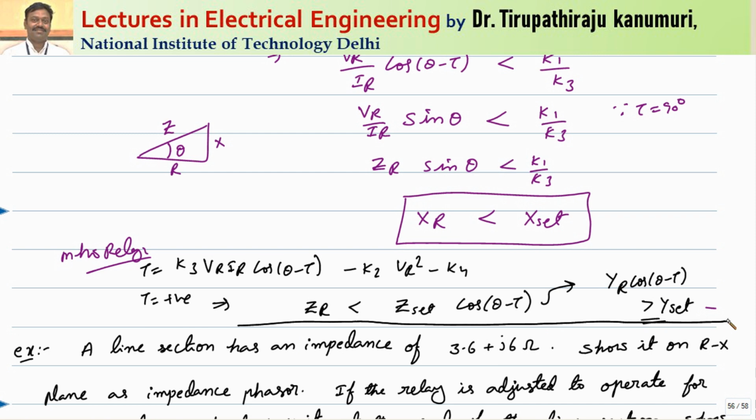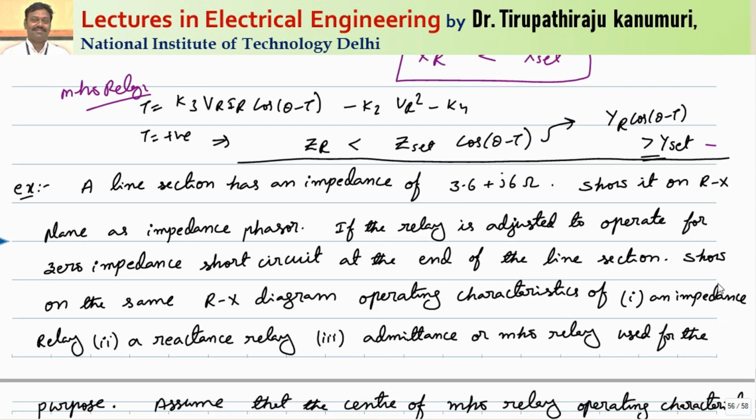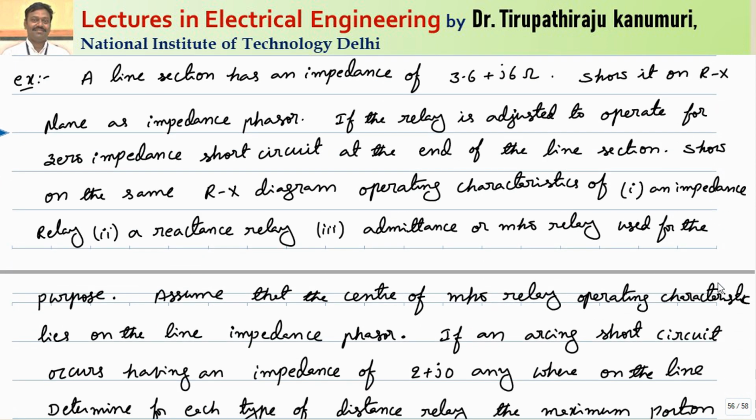So this is what we have seen for the different types of relays. Then we have seen the characteristics also. So let us take one numerical to understand the advantages and disadvantages of each of these relays, and after that we will proceed further. A line section having an impedance of 3.6 plus j6 ohms, that means resistance is 3.6 and X is given as 6 ohms.